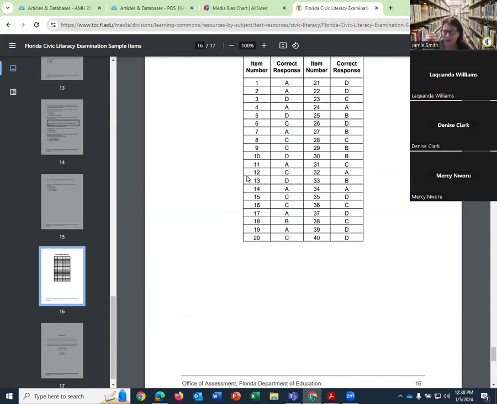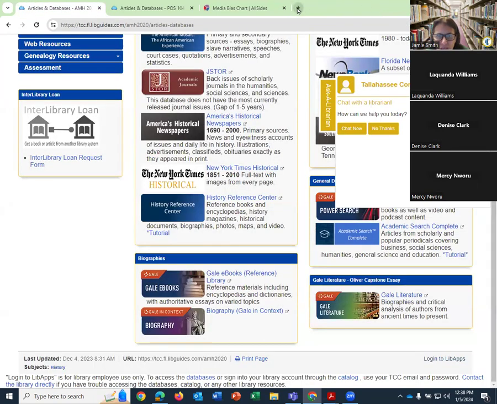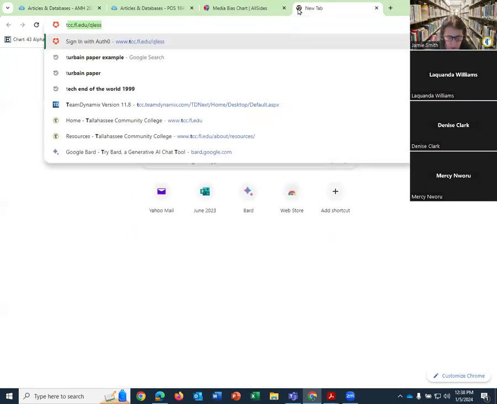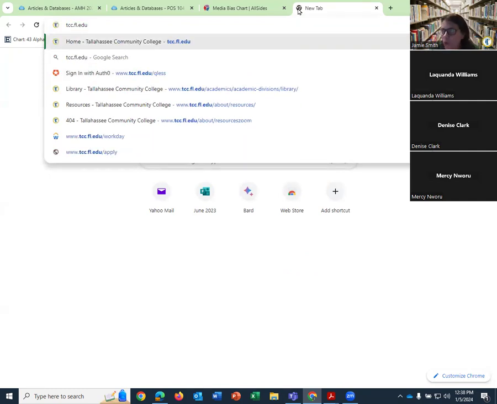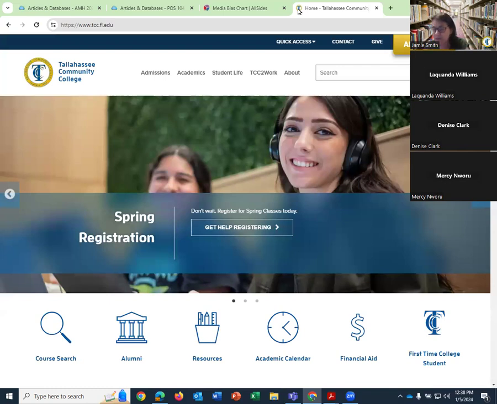It's not online. You have to circle it or whatever, however you want to do it. So I do want to show you how to get there. I want to show you how to get to your resources, because both classes will be responsible for writing some kind of paper, discussion board, or definitions.